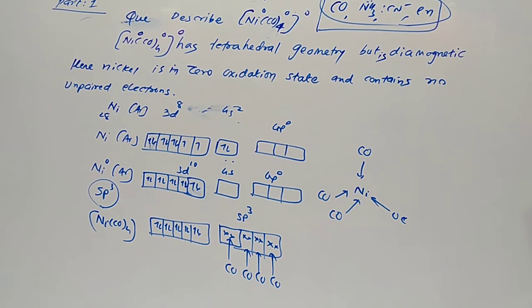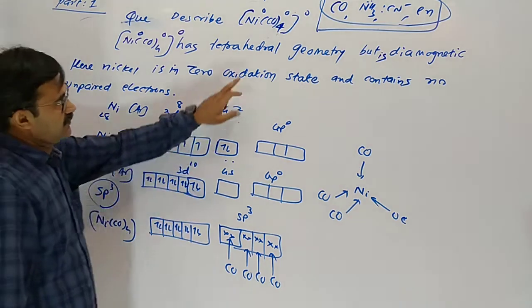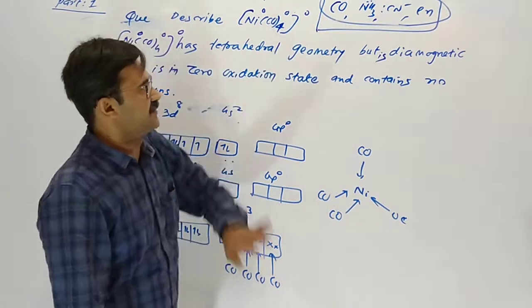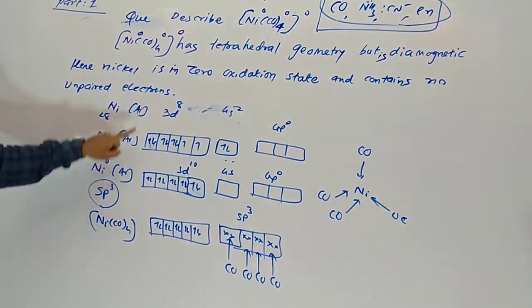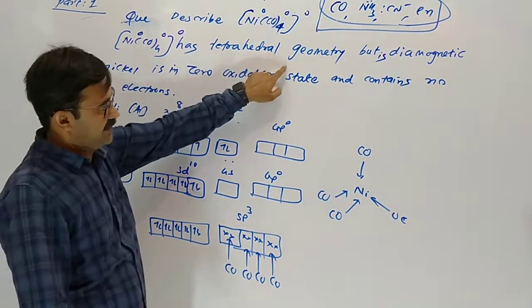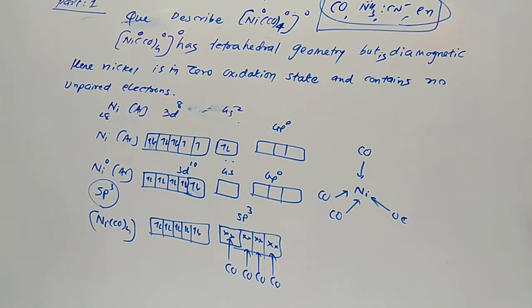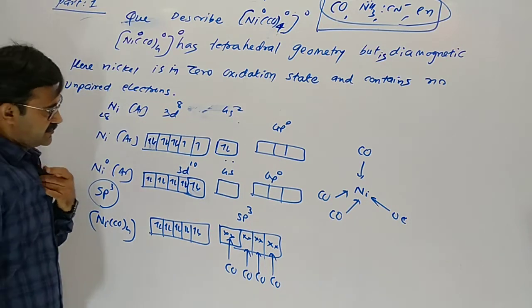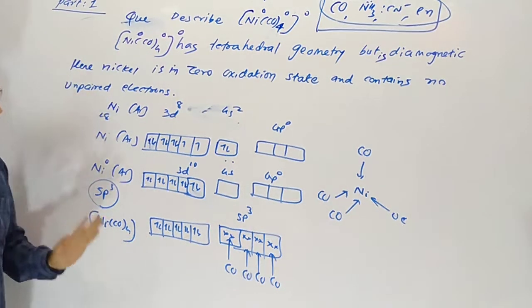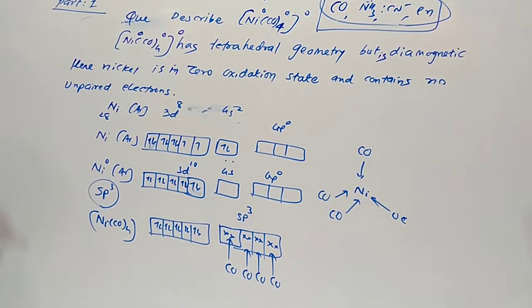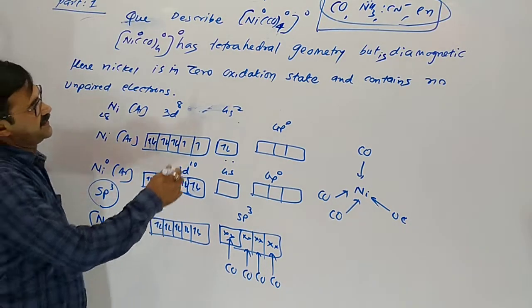Now describe [Ni(CO)4]. Here 1 nickel is combining with 4 carbonyl ligands. [Ni(CO)4] has tetrahedral geometry, but it is diamagnetic. Diamagnetic means all the electrons are paired. Here nickel is in the zero oxidation state.